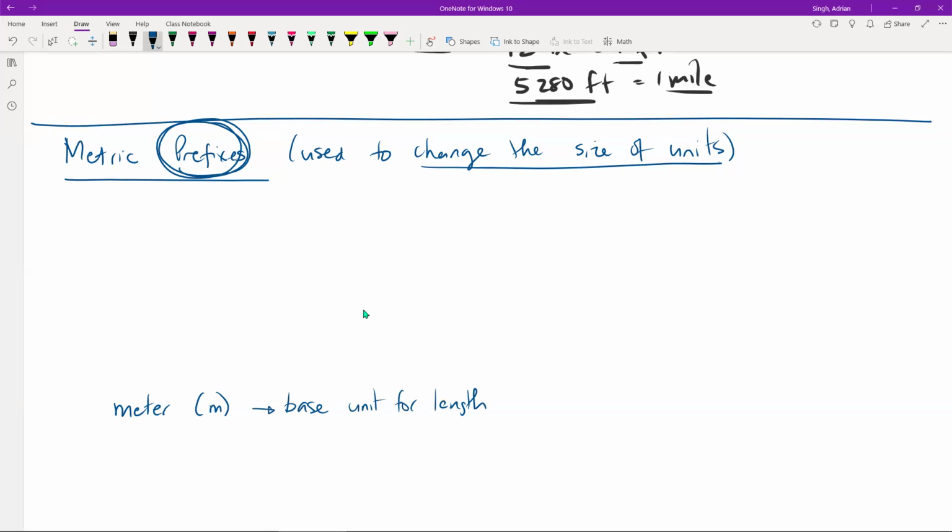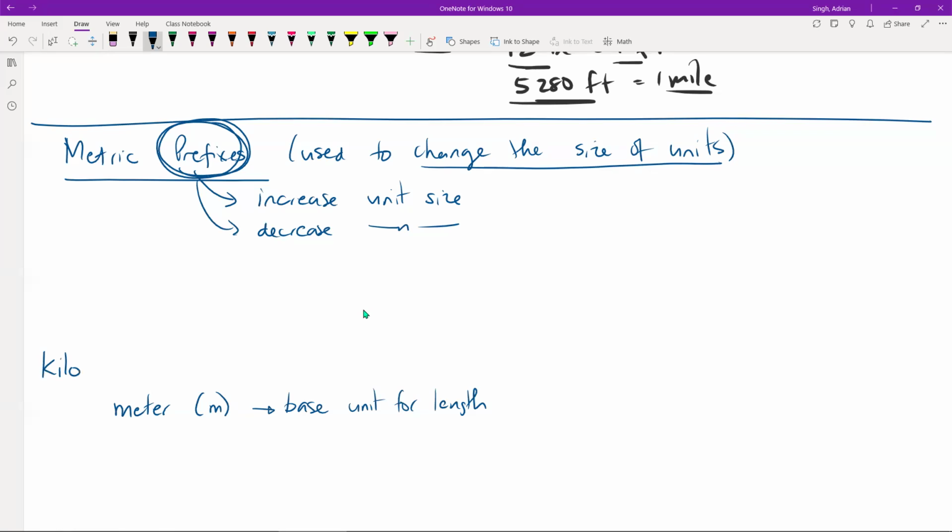So there are prefixes that do the following. They can increase the size of the unit, or they can decrease the size of the unit. And there are lots of these within the metric system. We're going to limit ourselves to just a few that we're going to see more commonly. The first one here is called kilo.